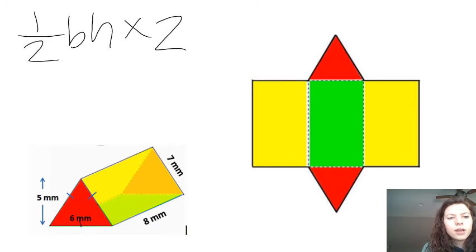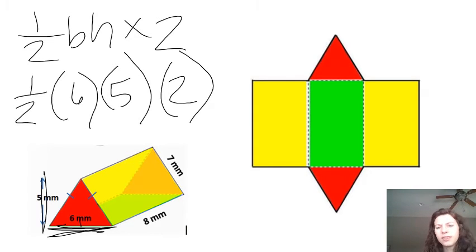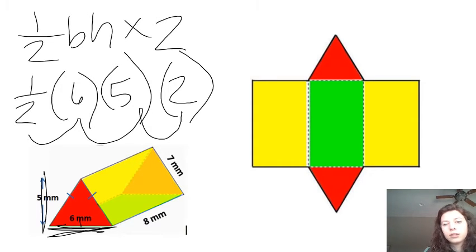So 1/2. The base of this triangle is 6. The height of the triangle is 5. And we're also multiplying that by 2. And again, I think it'll work to go left to right all mentally. So 1/2 times 6 is 3, right? 3 times 5 is 15. 15 times 2 is 30. And we've already doubled these. So for the 2 triangles, it is 30.